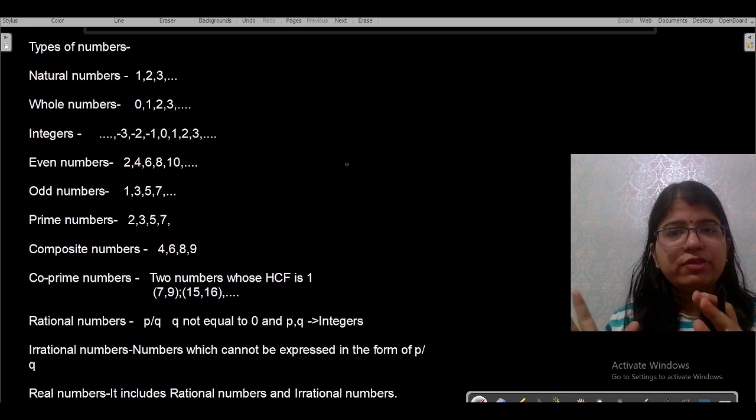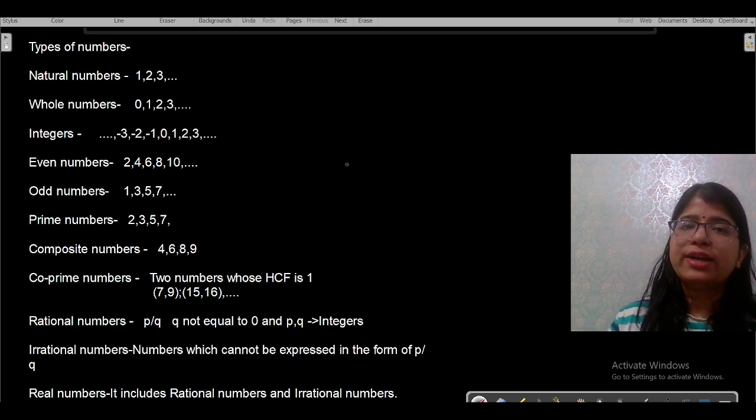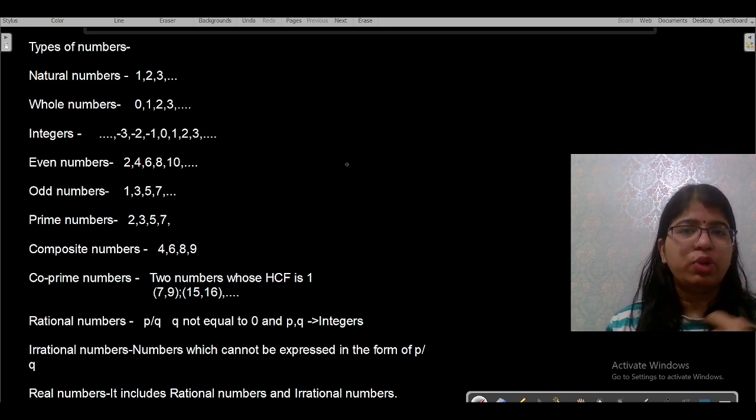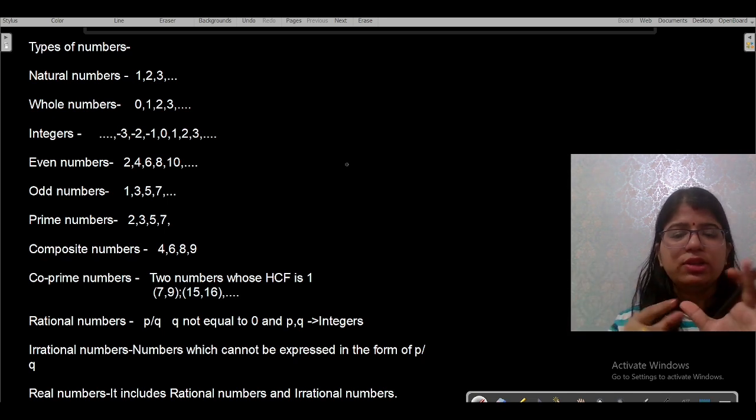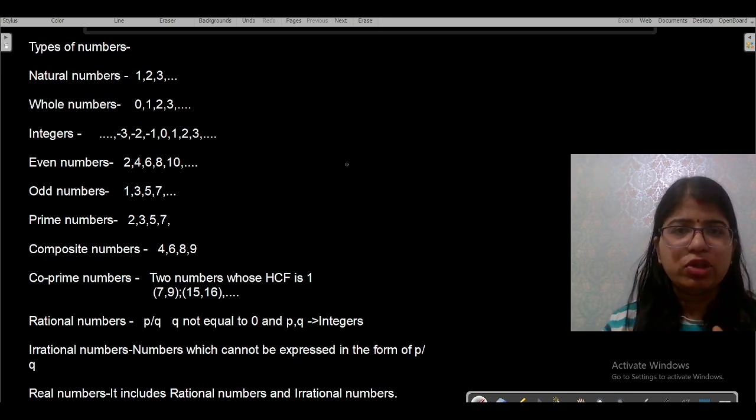So yes friends, firstly we will see what a natural number is. We all know that counting numbers are called natural numbers. Why is it called so? Let me give you an example. If you have to count the total number of fingers in both of your hands, how will you count it? You will start by counting 1, 2, 3, 4, 5, 6, 7, 8, 9, 10. In this way you will count.